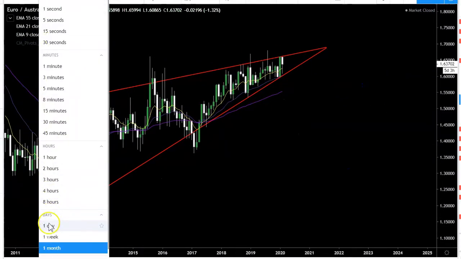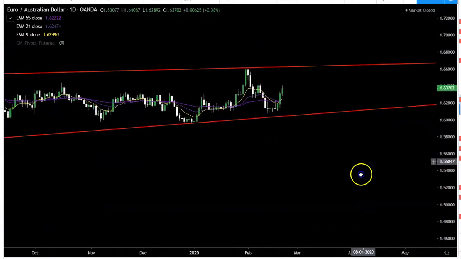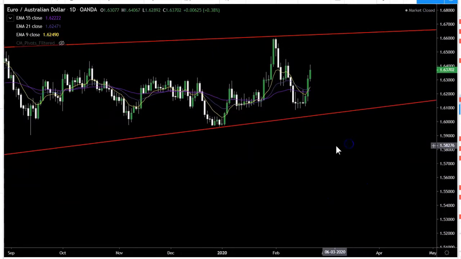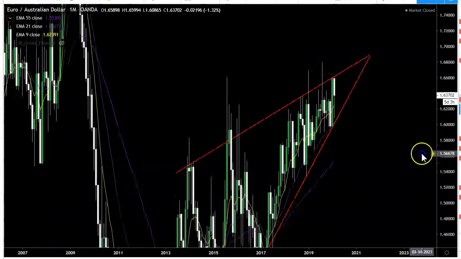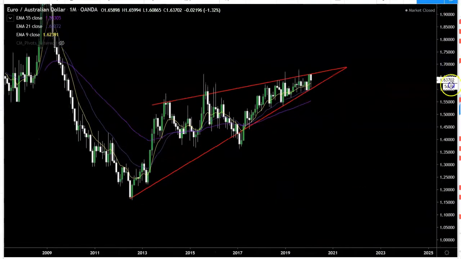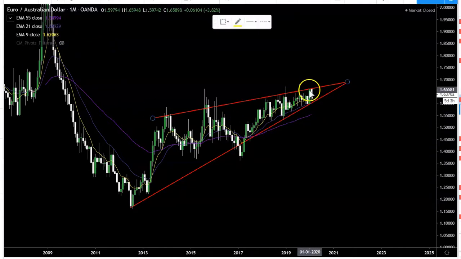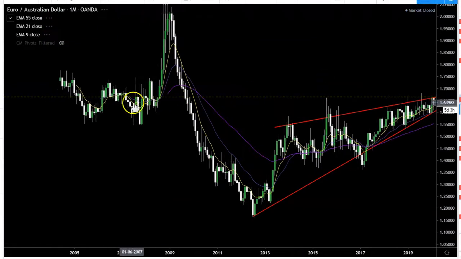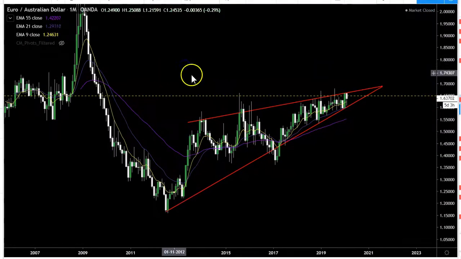And let's go back to the daily. I think that this is actually a wedge that I marked out. Let's see. Yeah, it is. You can see that it's making higher lows, and it's so far made higher highs. So this is a key inflection point right in here. And if you have a look, you can see where price was reacting at these levels here.